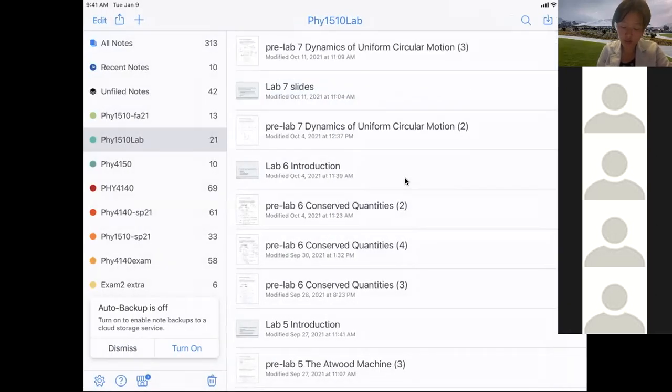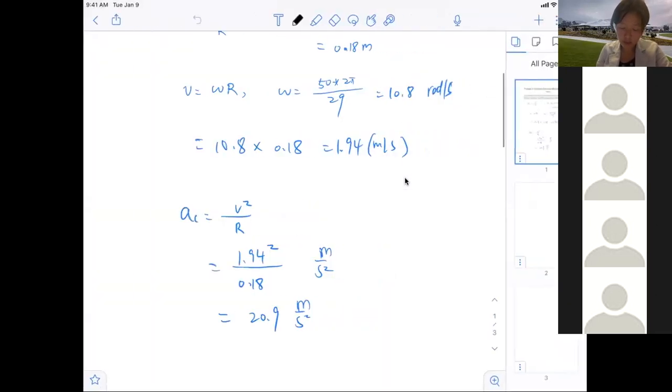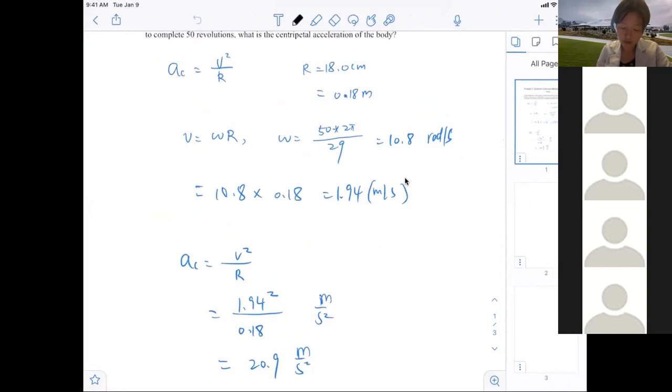I'll show you the final solution. So here I have tried to calculate my velocity. I actually calculate my omega first. Okay. And then I use my omega times r to get velocity, and then use v squared over r to get my acceleration. So you can see these variables are all connected. In what order you do them doesn't really matter.